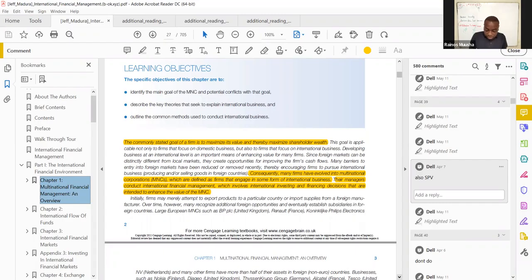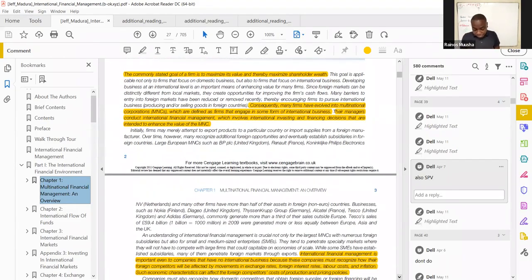If you look at that paragraph, they also say, consequently, many firms have evolved into multinational corporations, which are defined as firms that engage in some form of international business. Their managers conduct international financial management, which involves international investing and financing decisions that are intended to enhance the value of the multinational corporation.